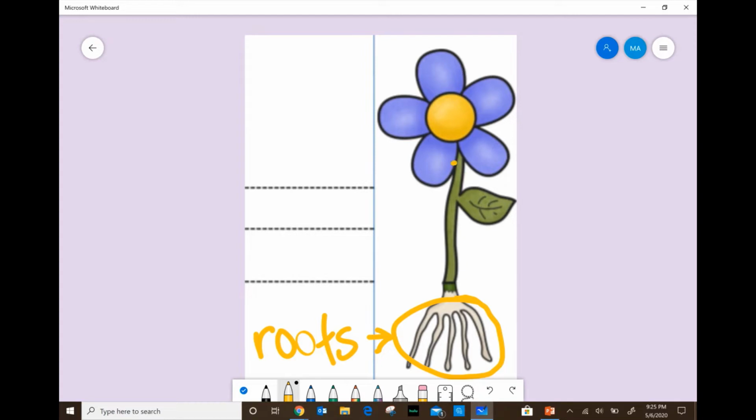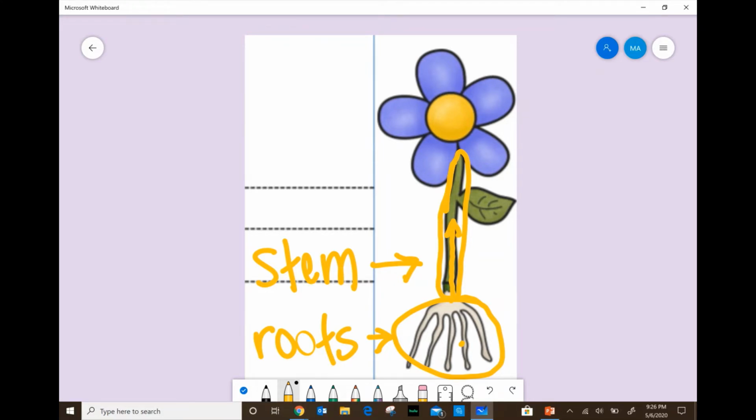Now, let's look at this stick part right here. The whole stick is called the stem. And that is where the water is carried through the plant. So the roots take in the water and then the water is carried to the plant through the stem.